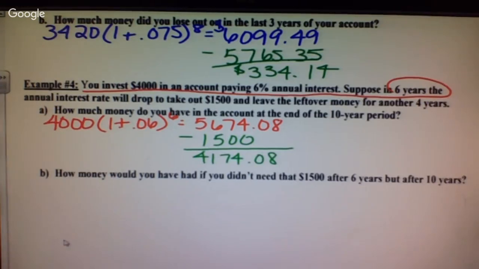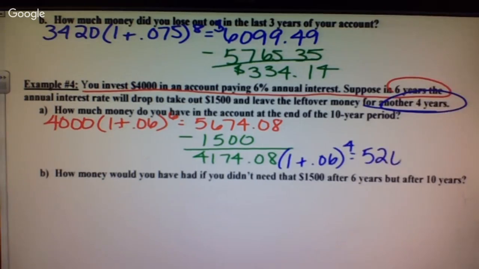This leftover money is going to stay in the account for another 4 years. Your rate hasn't changed, so do that again with 4 years: 1 plus 0.06 for another 4 years. That gives 5269.68.